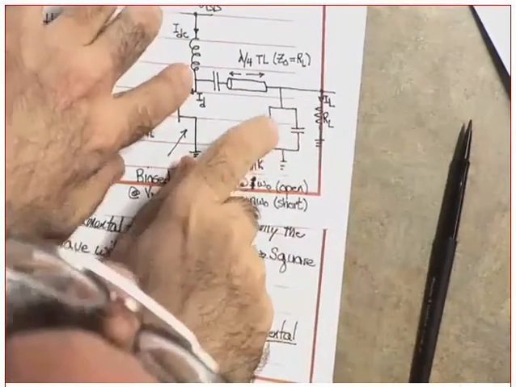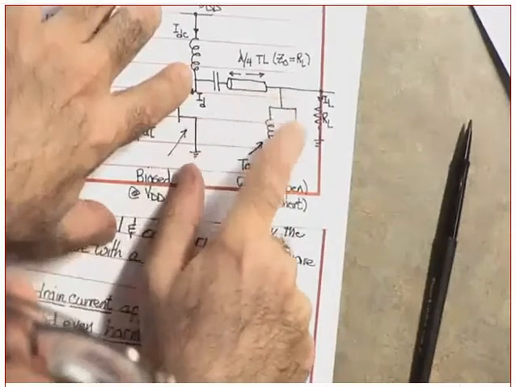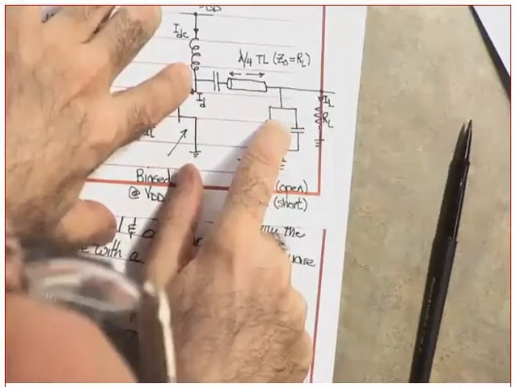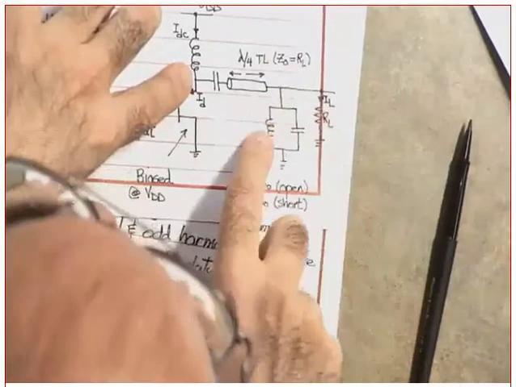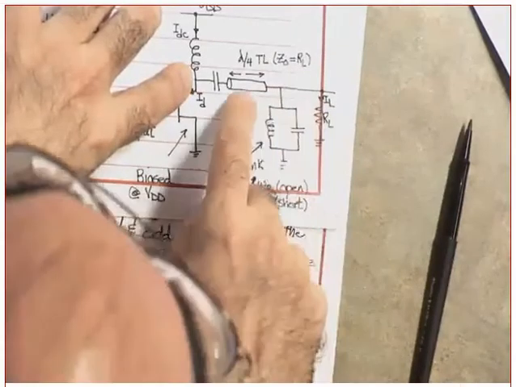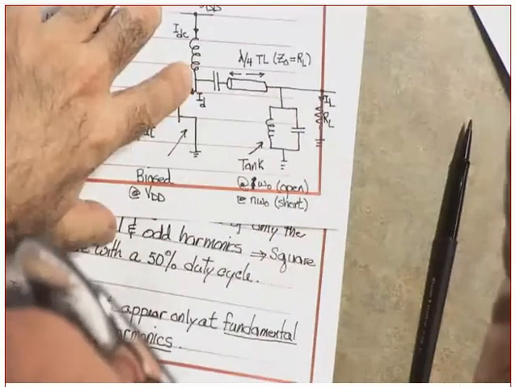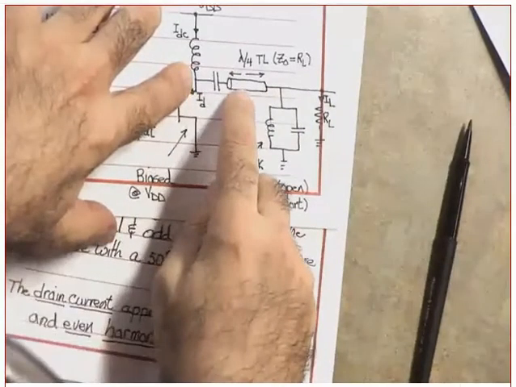Okay, what is the odd harmonic? Odd harmonic, what is this one behaving as? A short circuit. What is the equivalent? A short with RL. What is the equivalent? Short. The transmission line is a quarter wavelength. Yes?